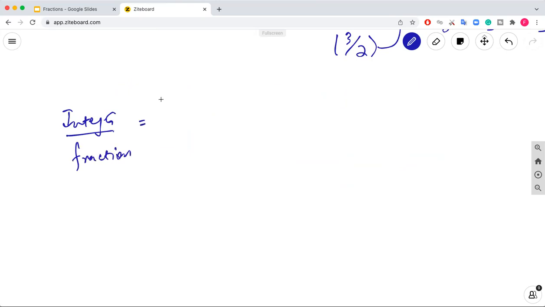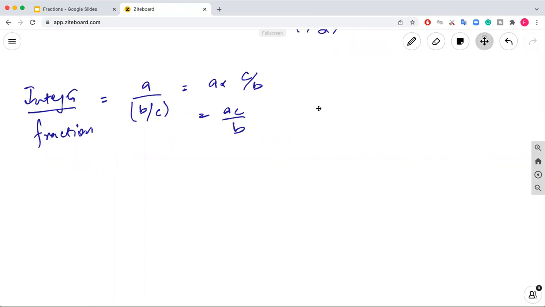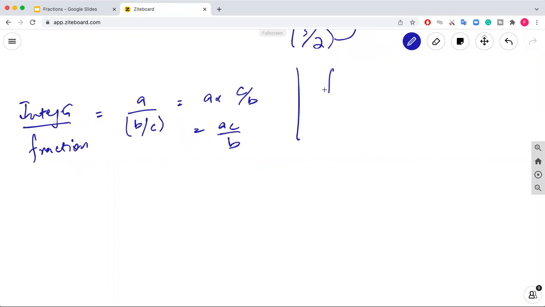What can I do now? For example, we have A over B over C. This is again the same case, just A into the reciprocal of B over C, that is C by B. So A C over B, right? Okay, and the one last case is when you're having a fraction over integer.